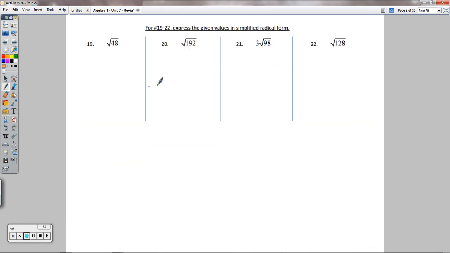19 through 22, we're doing some simplified radical form. So you can either use what I've been calling the GPS way, the greatest perfect square way, or the factor tree way. So I'll show you both here, at least with this one initially. So you can use the factor tree way. You could have 6 and 8. That would be one possible combination. You could say 2 and 3 from there, and 2 and 4 from there. 2 is prime, 3 is prime, so I'm done with those numbers. 4 you could break down more, though, into 2 times 2.